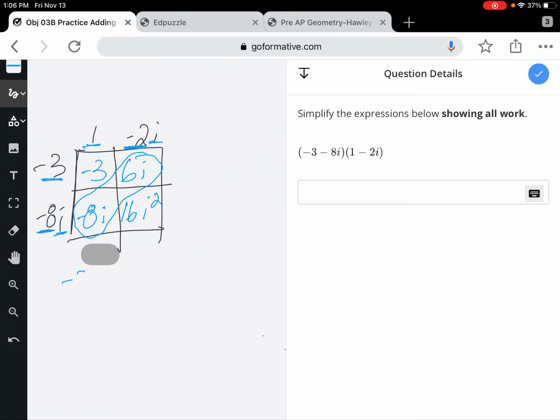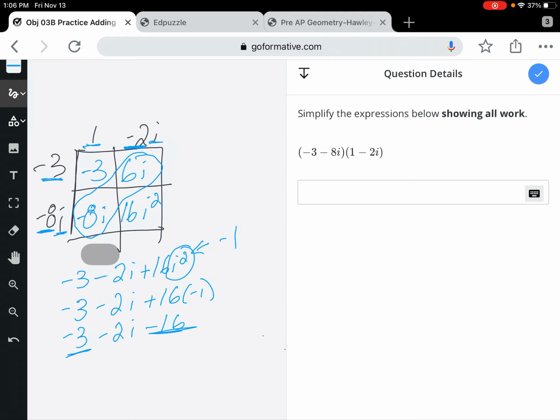These I can combine. So I have my negative 3 minus 2i plus 16i squared. This i squared becomes negative 1. Negative 3 minus 2i plus 16 times negative 1. Negative 3 minus 2i minus 16. Negative 3 and negative 16 is negative 19 minus 2i.